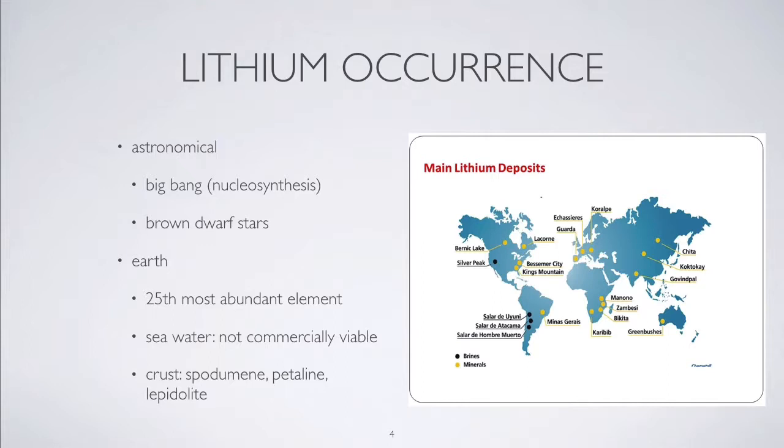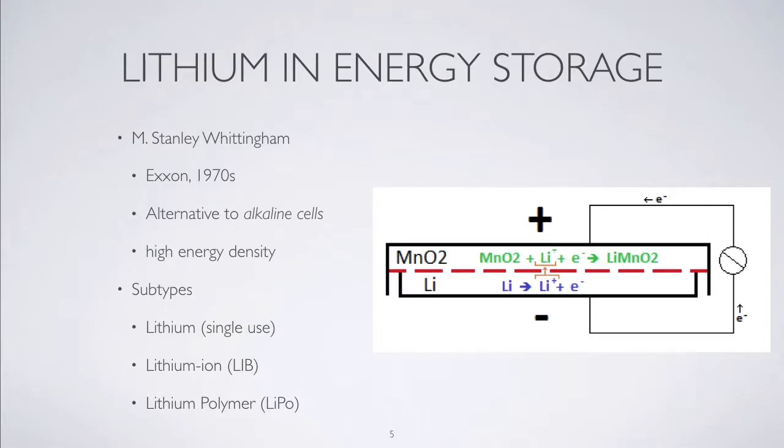In the 1970s, it was discovered that lithium is useful in energy storage as an alternative to alkaline cell type batteries, and lithium is a preferable alternative because of its high energy density. So there are several types of lithium batteries. There are single-use batteries that are perfectly analogous to their alkaline cell counterparts. The button cell batteries, the CR2032s that are everywhere, are lithium type single-use batteries.